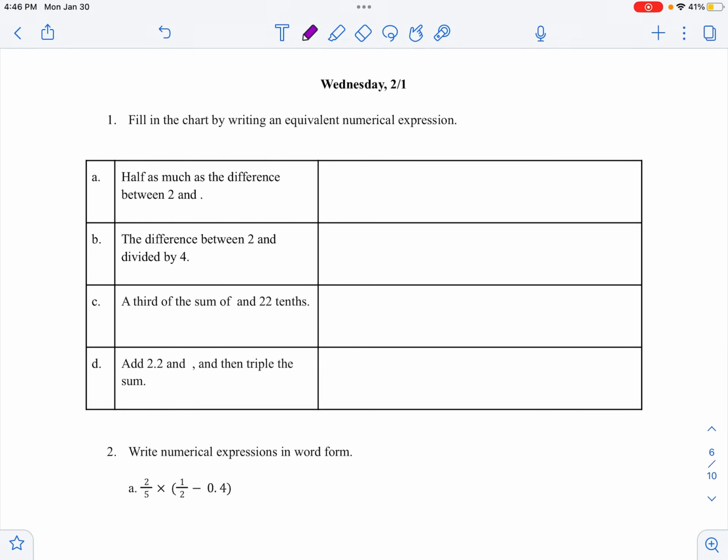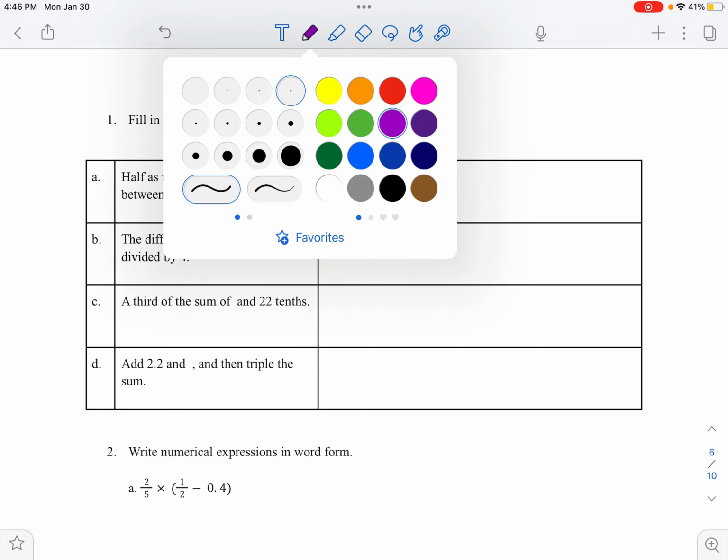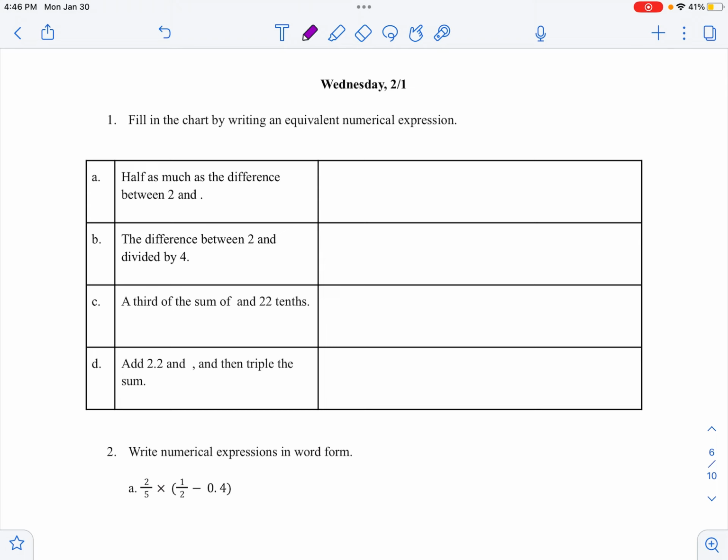On Wednesday's homework, you're filling in the chart by writing an equivalent numerical expression. Again, on these sorts of questions, we want to make sure we're annotating. For example, in question A, we have half, boxing that keyword, as much as the difference between 2 and blank. It got cut off, so we're going to go ahead and put an X there, between 2 and X.